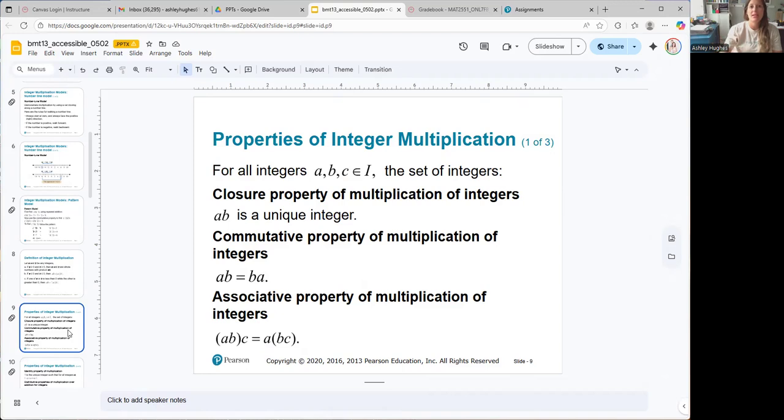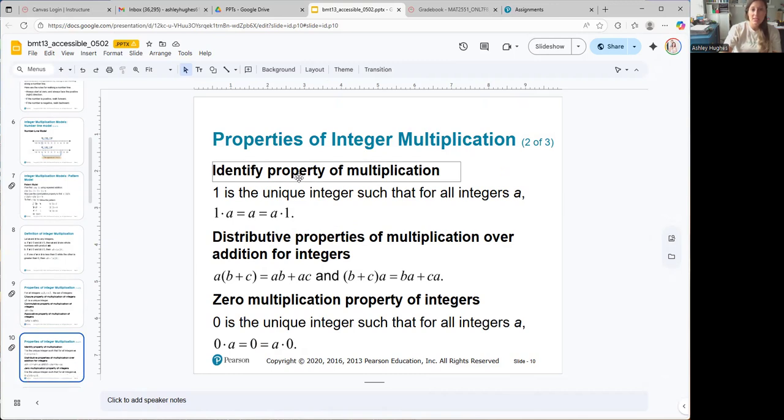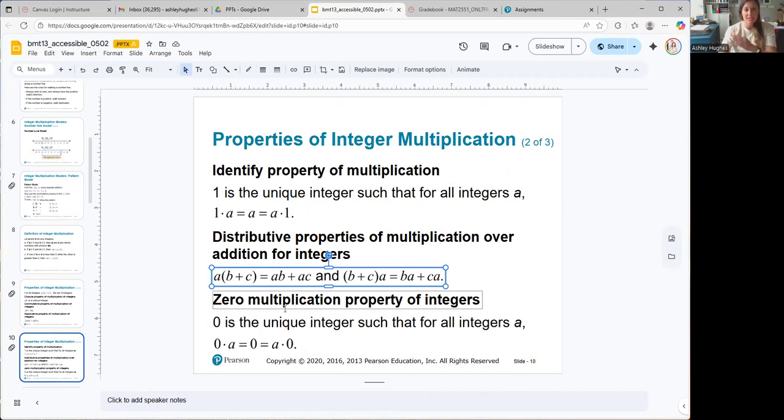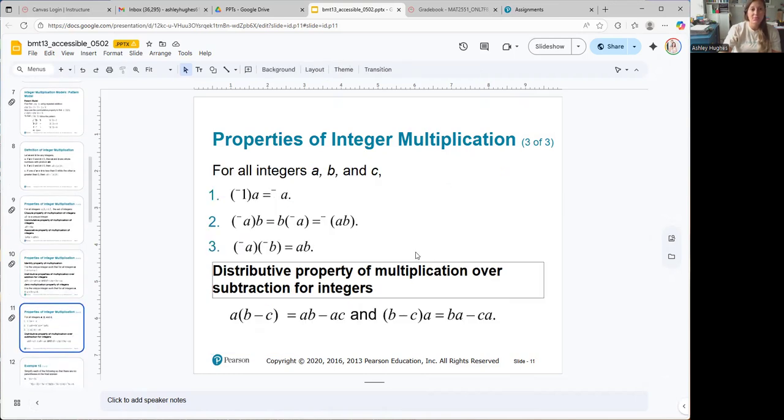This is the same set of properties we've gone over with the other operations. So the closure property is that A times B is a unique integer. Commutative means you can switch places, and associative means you can group them either way, and it doesn't matter. The identity property is 1, because 1 times a number gives you back itself. This is called the distributive property: when you distribute A to B and then A to C. And then 0 is going to return 0.